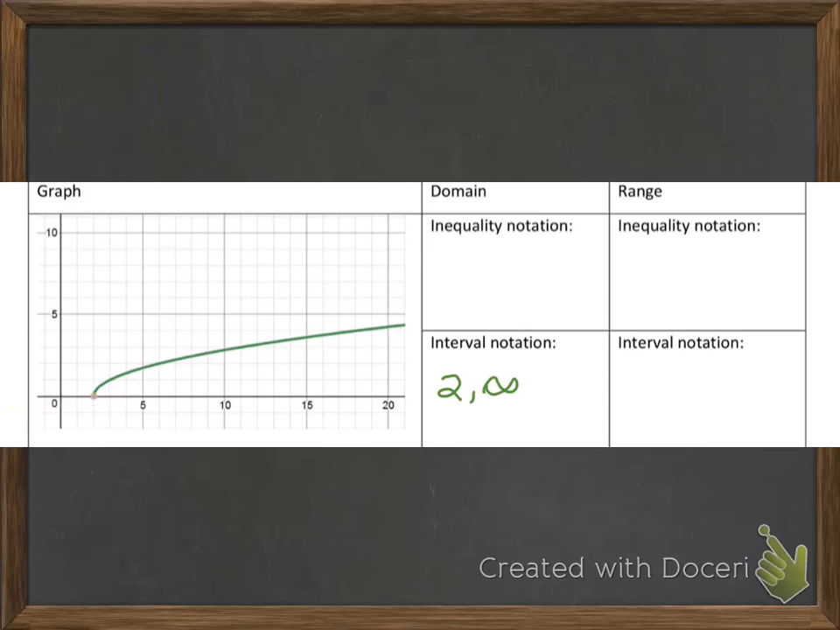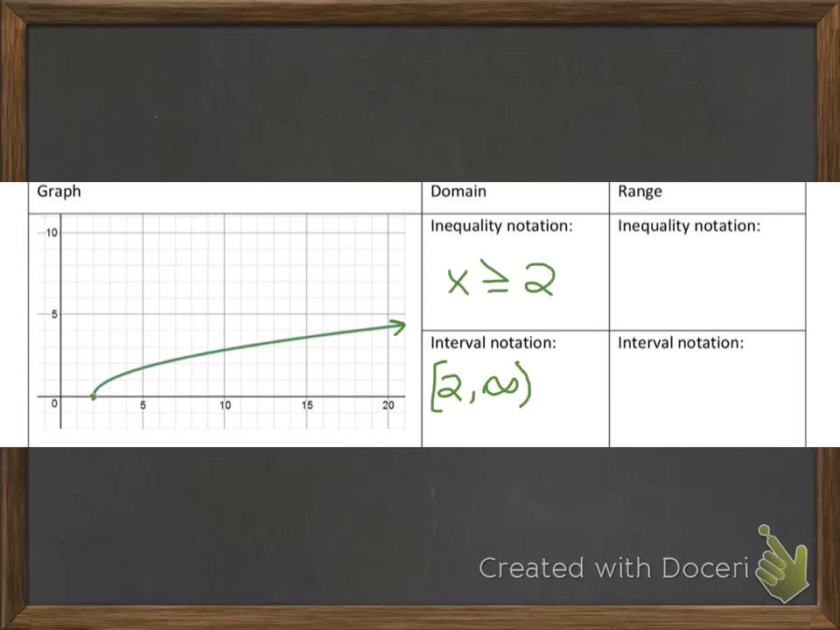So now let's figure out our endpoints. It looks to me like this function is actually defined here because there's a dot here. So I'm going to include 2 in my endpoints. And again, we always have to put parentheses. We never put brackets next to the infinity sign. Okay, how could we write that in inequality notation? We could just say that x is greater than or equal to 2.